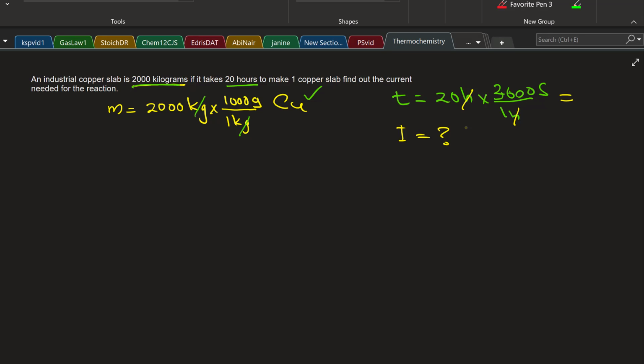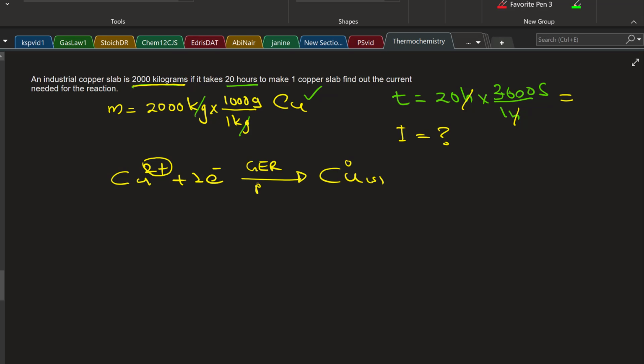So I is not the same as electron, right? It's the opposite value and direction. Now, Cu2+ plus 2 electrons is going to copper metal. That's the reduction, that's always where you get the metals, right? The 2 electrons are for the balanced equations, right? So those things need to be there.